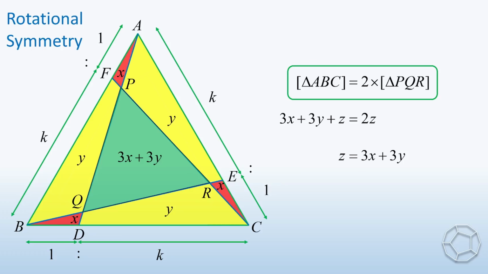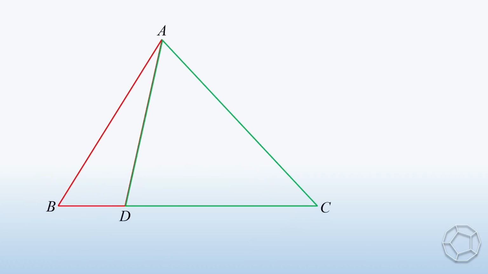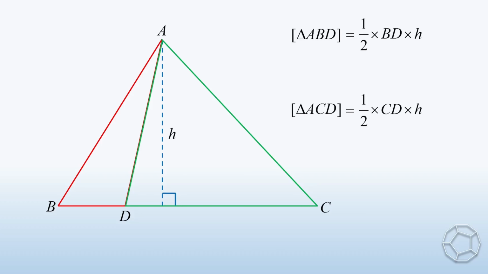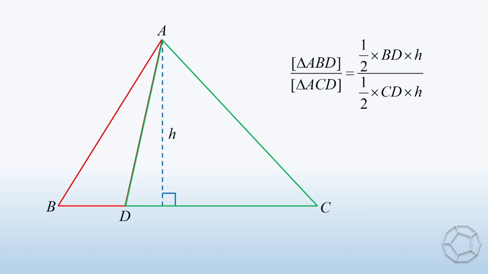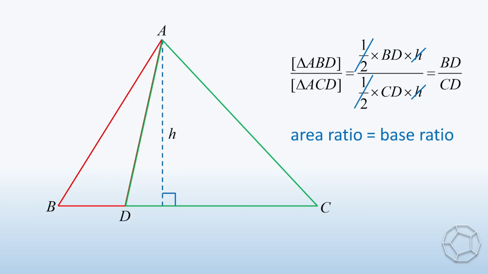Let's look at a very important geometric result. Consider two triangles with the same height h. Let's write down the formula of areas of the triangles. If we consider the ratio, then the 1 over 2 and h are cancelled out. So the ratio is equal to the base BD over the base CD. In other words, the area ratio is equal to the base ratio. We shall make use of this result 3 times.